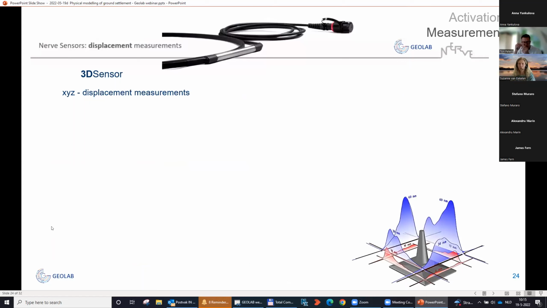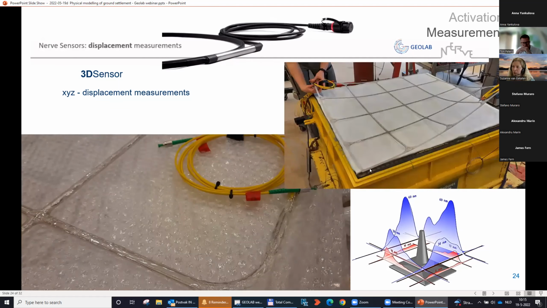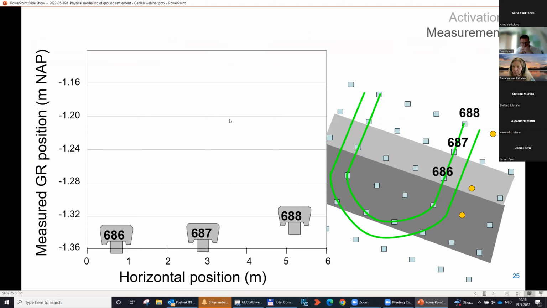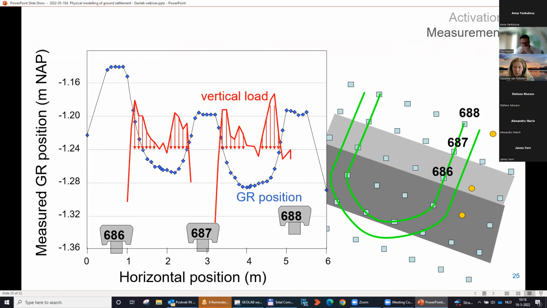Then for the first Geolab round we worked with a partner, NERV, SHM Systems from Poland, who applied a 3D sensor which can measure X, Y, Z displacement in a ground body. In our experiments, it looks like that. It was a specially tailored system for this experiment, but they also have standard products. You see, it's quite flexible, and it could be installed quickly. And we installed this at several levels in the soil body. Now, if we have measured the shape of the reinforcement, then we can calculate the load distribution from this. So sometimes it's possible to measure the deformation to determine the load distribution.